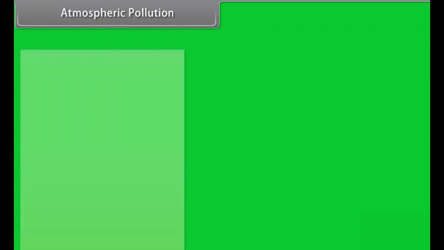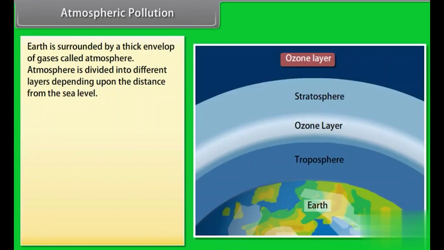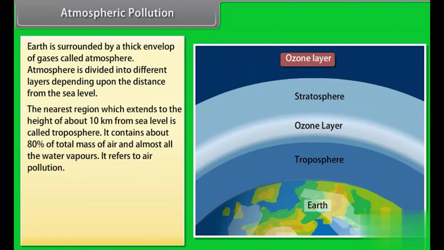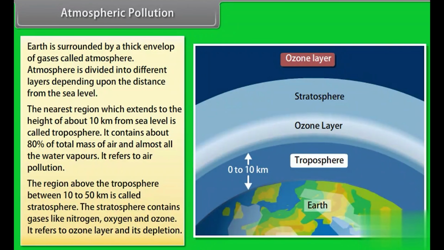Atmospheric pollution. Earth is surrounded by a thick envelope of gases called atmosphere. Atmosphere is divided into different layers depending upon the distance from the sea level. The nearest region, which extends to the height of about 10 km from the sea level, is called troposphere. It contains about 80% of total mass of air and almost all water vapors. It refers to air pollution. The region above the troposphere between 10 to 50 km is called stratosphere. The stratosphere contains gases like nitrogen, oxygen and ozone. It refers to ozone layer and its depletion.